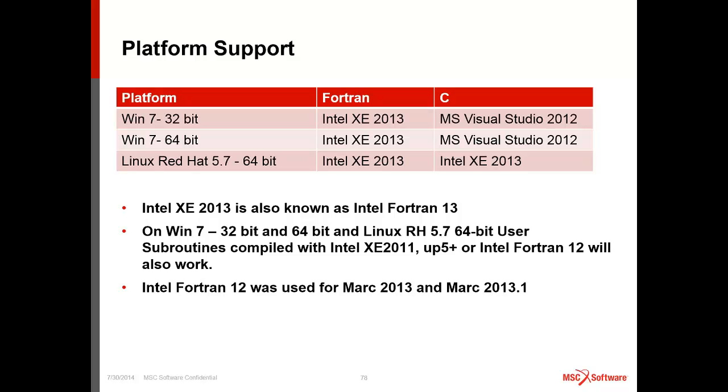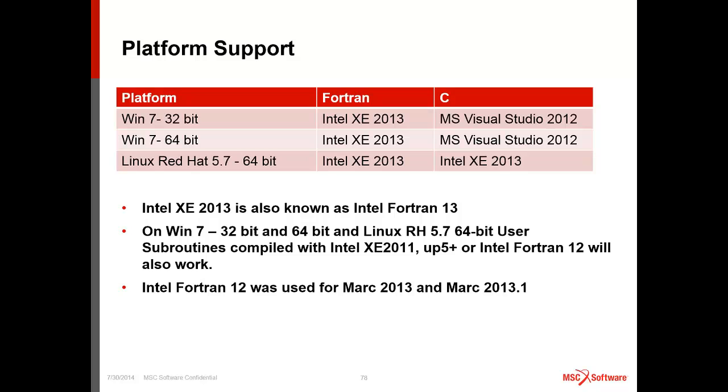Finally, I want to talk a little bit about platforms. The Marc 2014 release is available on Win 7 32-bit and Win 7 64-bit. We have moved to a new compiler from Intel, which slightly improves the performance. The good news, if you would buy a new computer, is that's what compiler would be on your machine. But the good news is the compilers that were used for Marc 2013 and Marc 2013.1 also work with this newer system. So we made sure that that was working as well.